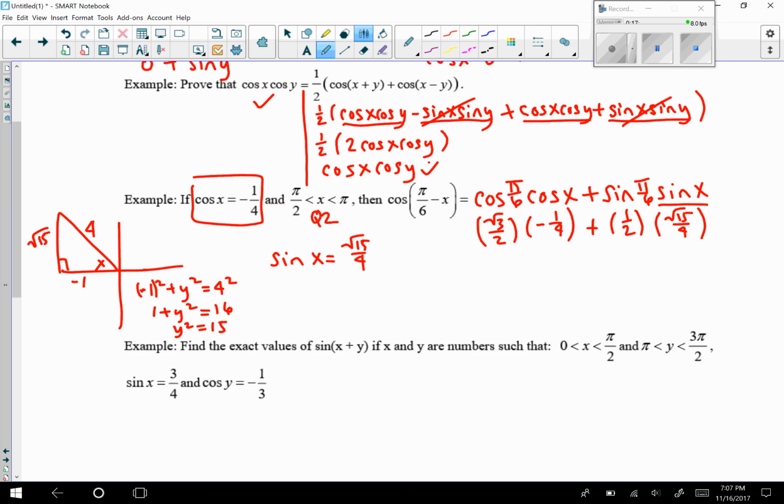And so I'm just going to multiply straight across in order to solve. So this gives me negative root 3 over, and 4 times 2 gives me 8.